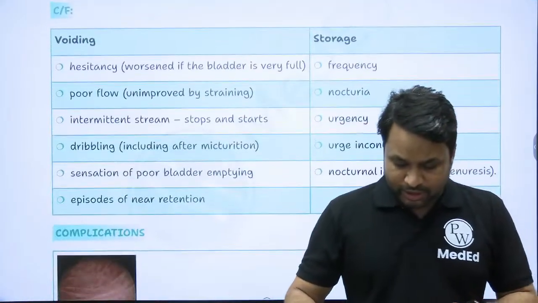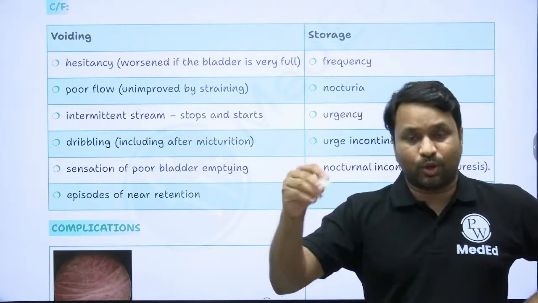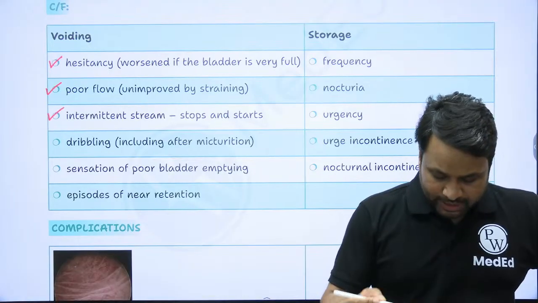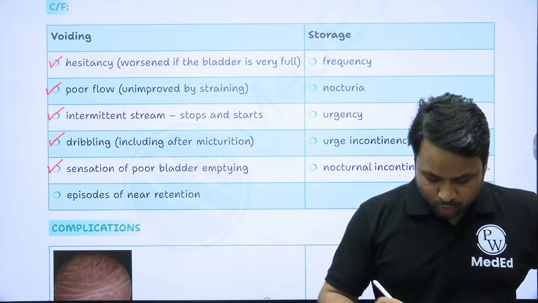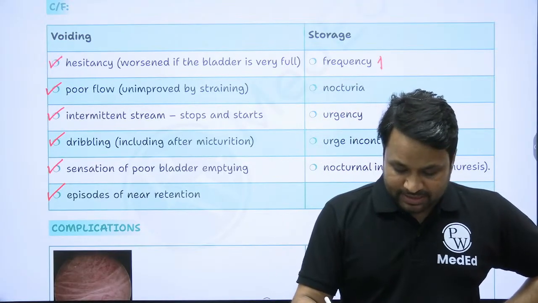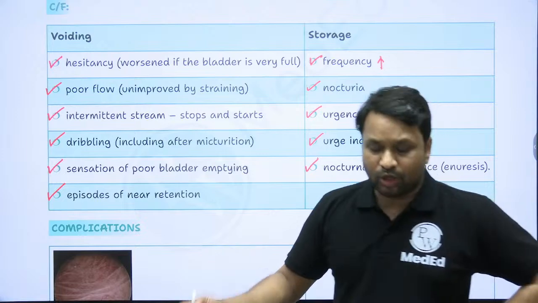Now, any patient of BPH will have two sets of symptoms. This is your exam question: which of the following is voiding, which of the following is storage? Voiding has hesitancy, poor flow, intermittent stream, post-micturition dribbling, poor sense of evacuation, episodes of near retention. Storage, what is it? There is increased frequency, nocturia, urgency, urge incontinence and nocturnal incontinence.